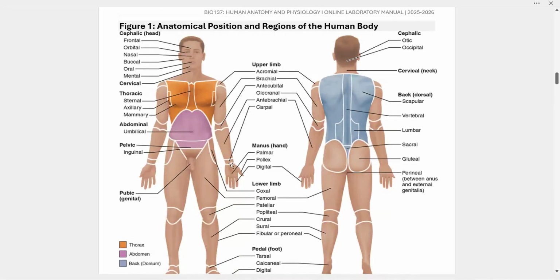And then down here in the wrist, we have the carpals. In the hand, you have the palmar region, which is on the palm. Pollex is the thumb, and the digitals are the digits, the fingers. For your lower limbs, we have the coxal region up here kind of around your hip. We have the femoral region, the front and the back of your thigh. The patellar region is your knee, the front of your knee, the anterior portion. The popliteal is on the back of your knee where the crease is.